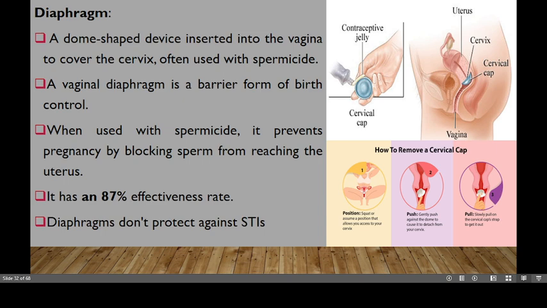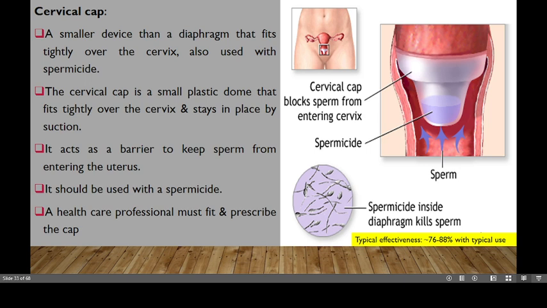A vaginal diaphragm is a barrier form of birth control, and I think that's why we have mentioned it under the barrier methods. When used with a spermicide, it can also prevent pregnancy by blocking sperms from reaching the uterus. Diaphragm has an effectiveness of about 87%. However, you have to be aware that diaphragms don't protect us against sexually transmitted infections.